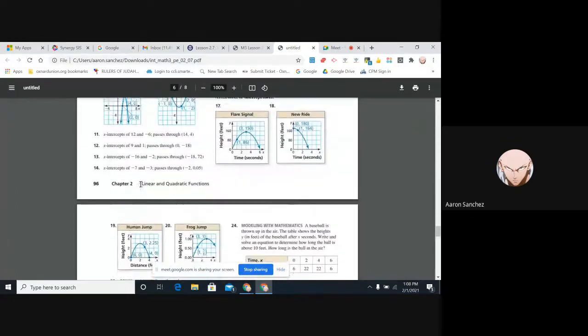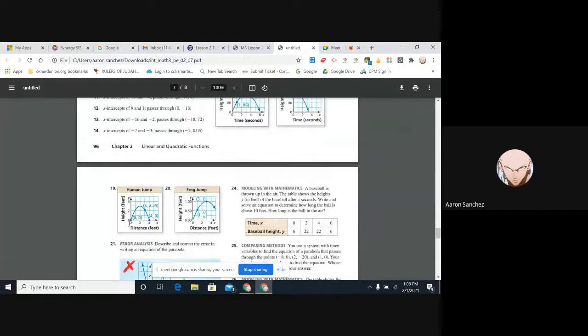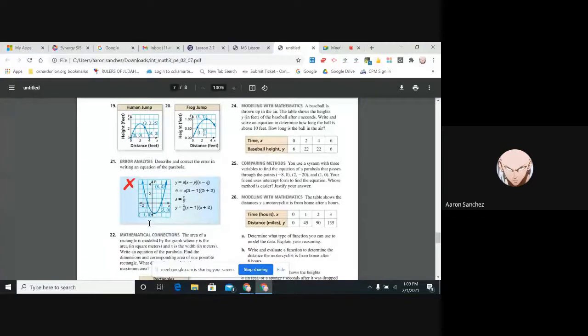19. Yeah, same thing. So this one I would do in intercept form, and then I'd plug in this point, right? For the human jump, do x minus 0, x minus 4. Okay. And then the error analysis: describe and correct the error in writing the equation of the parabola.